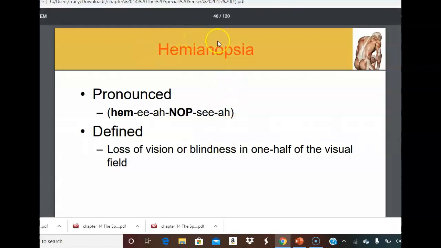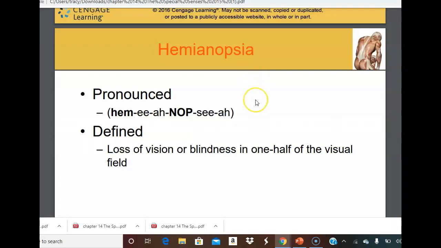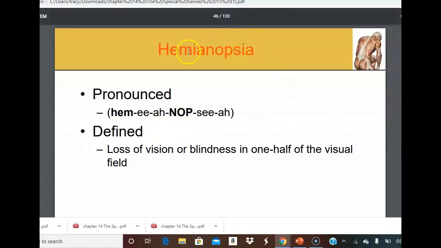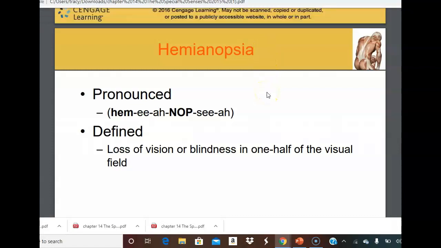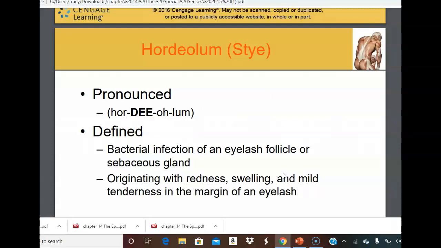Hemianopsia, so hemi means half. Nopsia refers to vision, and lack of. So this is where we have lack of vision in one side of the visual field. This is usually a little bit more common with someone that maybe has had a stroke or some sort of brain damage on one side, and then they get an opposite side visual field loss. There could be a situation where somebody were to have a small blood clot that could do the same thing, but this is where we're actually losing vision in one half of the visual field. Okay.